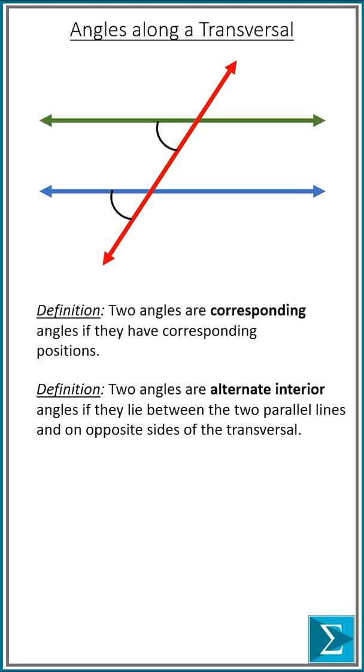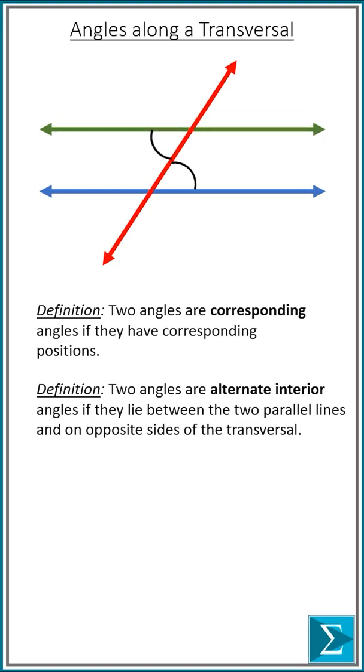Next, we'll look at alternate interior angles, which are angles that lie between the two parallel lines and on opposite sides of the transversal. Once again, these two will be congruent, and we can show it by lowering down the top parallel line and showing that one of the corresponding angles is actually vertical to the original interior angle, and thus they are congruent.